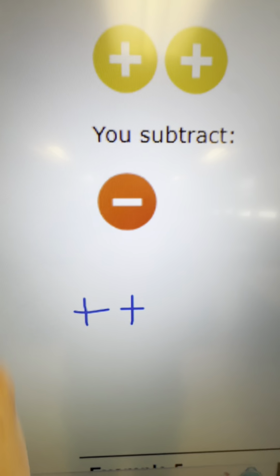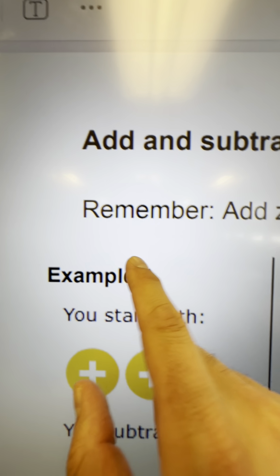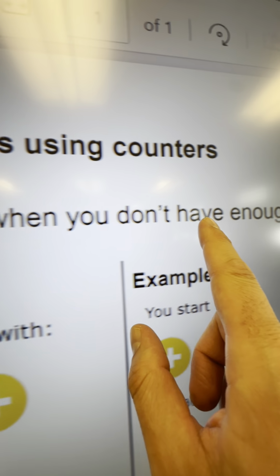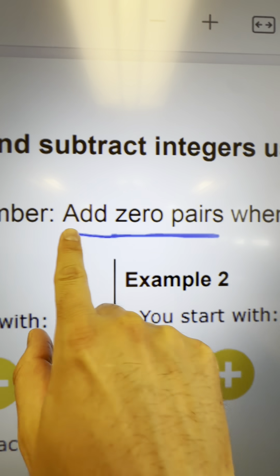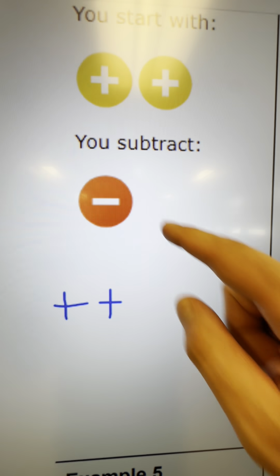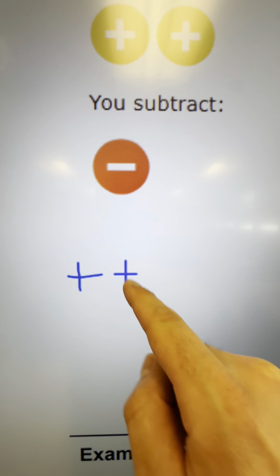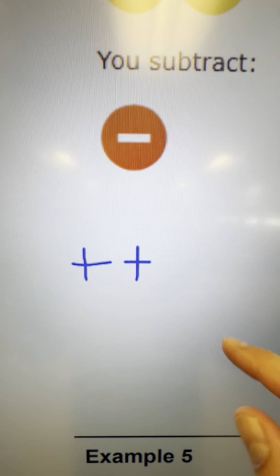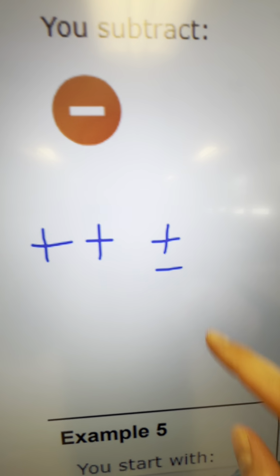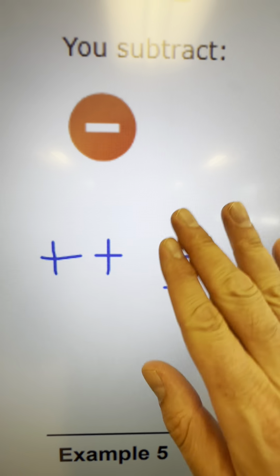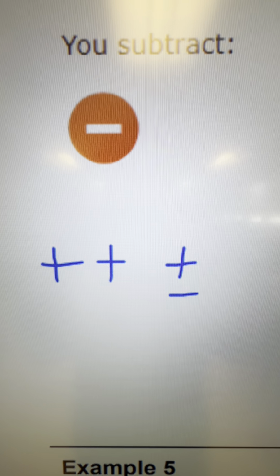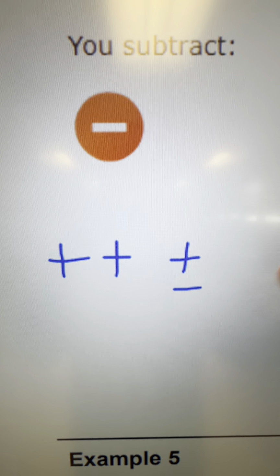So in that case, you have to remember, whenever you don't have enough counters, so I'm talking about these things, you're going to add zero pairs. That means if I'm trying to take away a negative, but I don't have that in my problem that I'm starting with, I'm going to introduce a zero pair like this. Because remember, a positive and negative, when you combine these, they cancel each other out. That's just really zero. That's why it's called a zero pair. So I can add as many of those as I want.